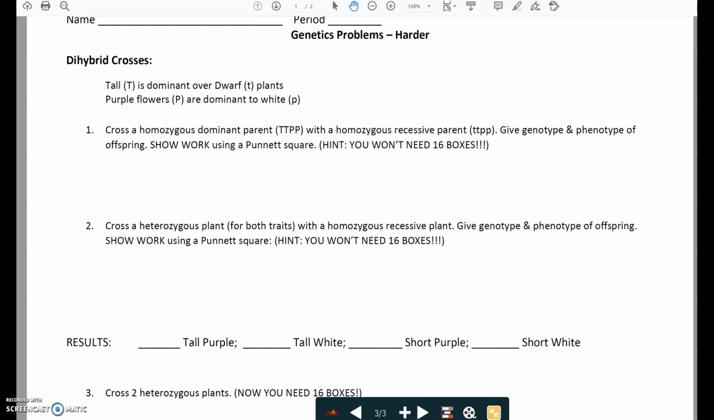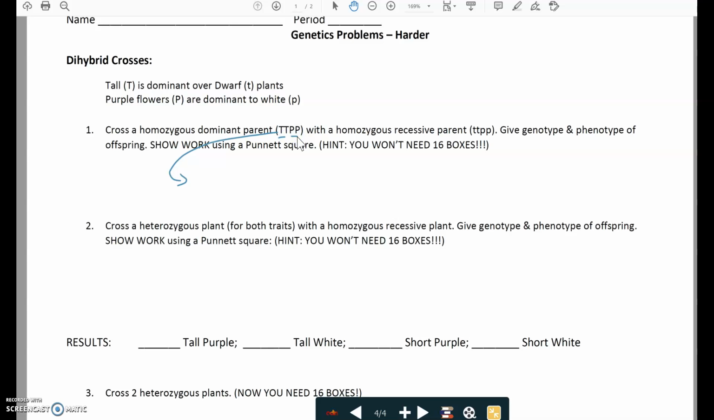So a reminder, there's two ways you can solve these. You can make a Punnett square, or you can use the product rule. For the Punnett square, remember, it needs to be big enough to represent the possible gametes, or sperm and egg, that each of these parents can make. So remember, we're talking about meiosis. So each parent is going to give one copy of T and one copy of P to the offspring.